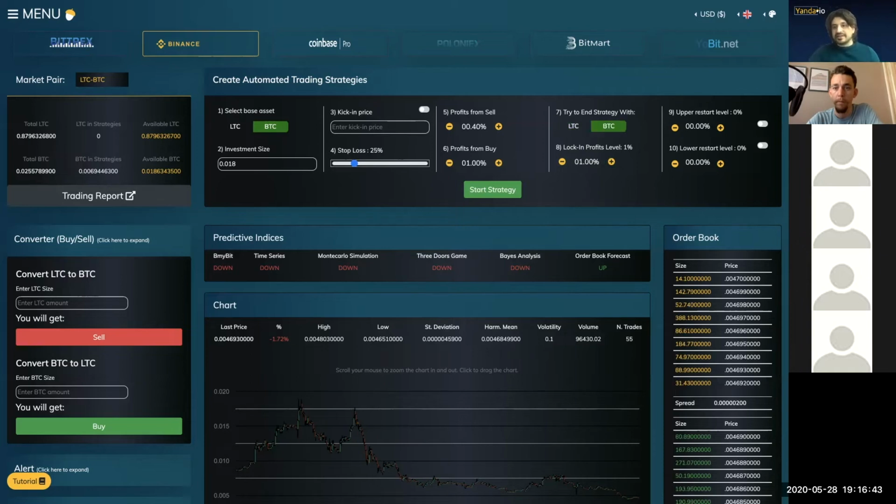My opinion is that I'd like to terminate my strategy in Bitcoin as soon as it scores the 0.4% of profits I'm expecting from the sale of the Litecoin. Now, I'll stop again, and maybe I went too far. There is just the last bit to explain, upper and lower restart level, and then we can start the strategy and check how to monitor it.